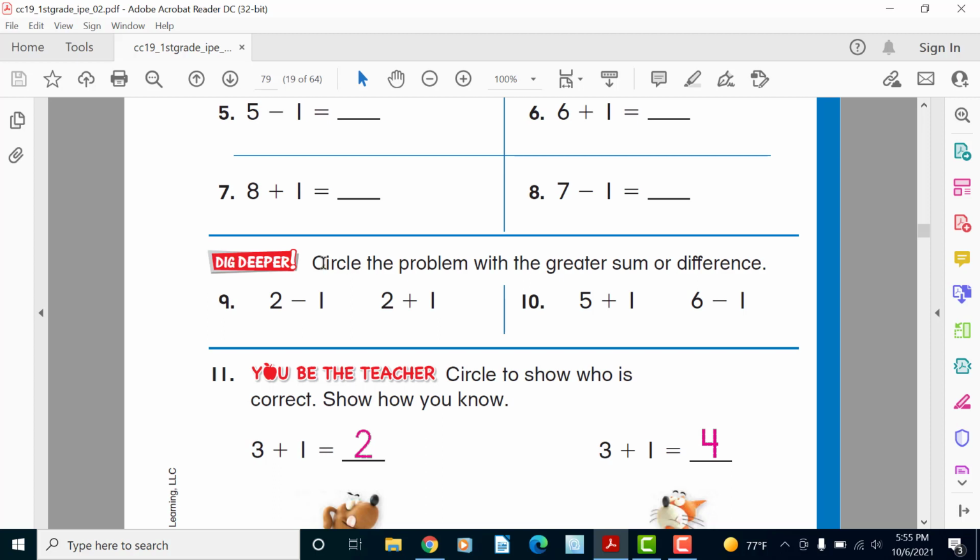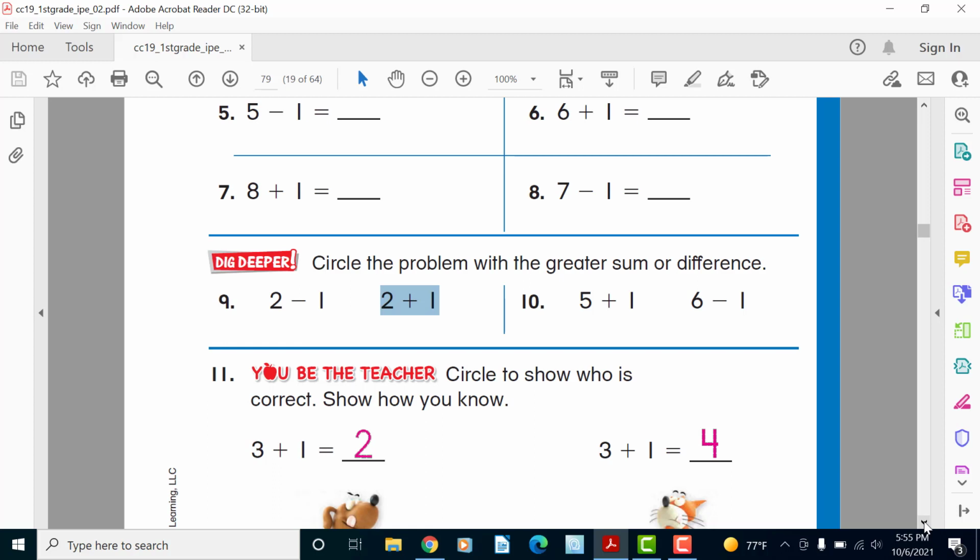Now, 9 and 10, this says circle the problem with the greater sum or difference. So let's look at number 9, and then you can do number 10 on your own. Number 9 has 2 minus 1. 2 minus 1 is 1, right? Then it has 2 plus 1. 2 plus 1 is 3, right? Which is greater, 1 or 3? 3 is greater, so you're going to circle 2 plus 1. So number 10, figure out the same kind of thing right there.